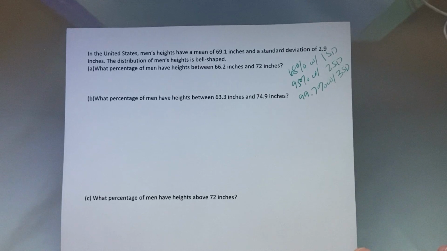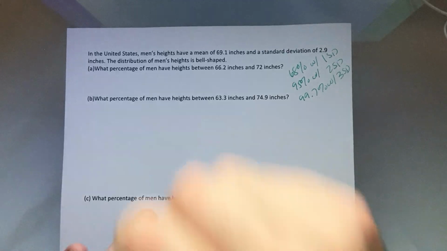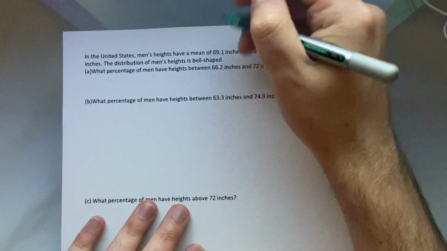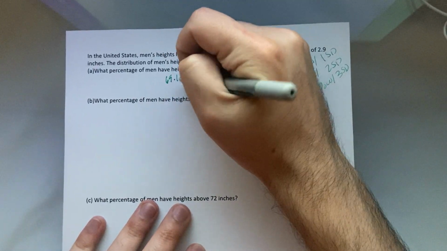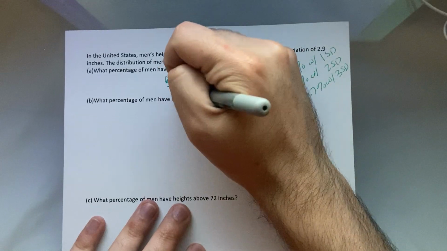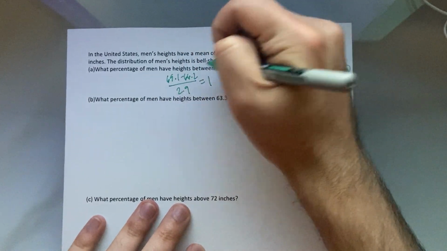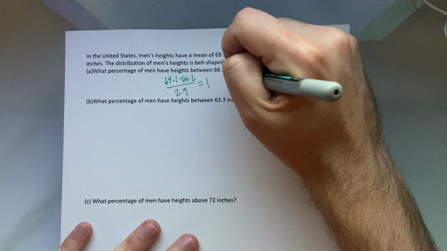The distribution of men's height is bell-shaped. What percent of men have a height between 66.2 and 72? So we really need to find out how many standard deviations out on both sides this is. So how do we do that? Well, we find the difference. 66.2 minus 69.1, divided by our standard deviation of 2.9, is -1, which means 66.2 is technically 1 standard deviation below.